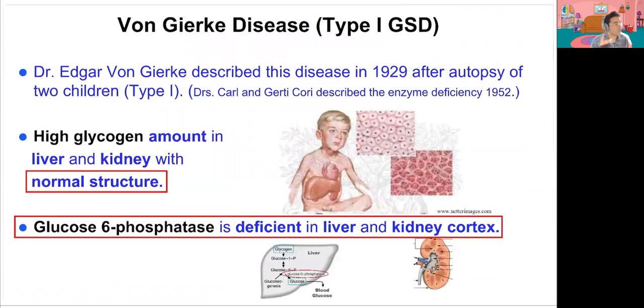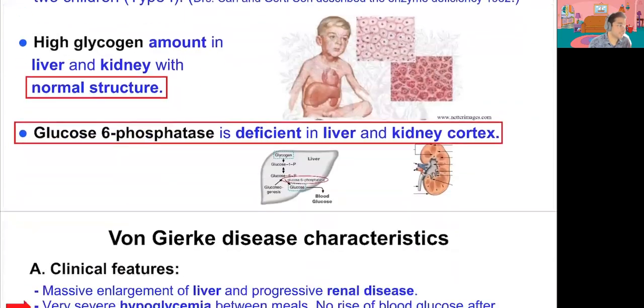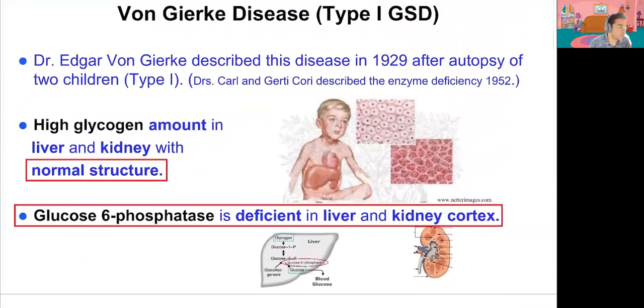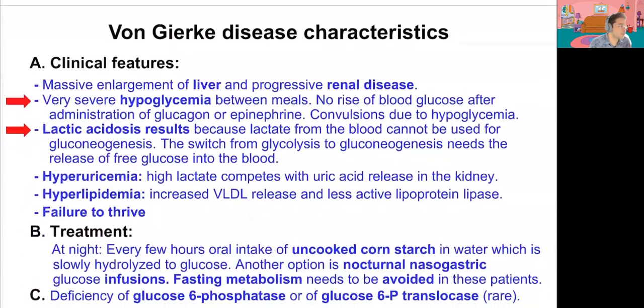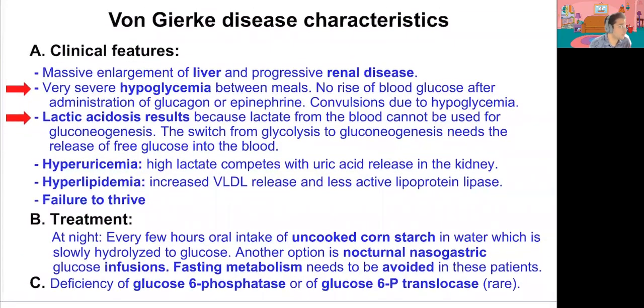Von Gierke's disease: normal structure, high glycogen amount. This is what one of you guys asked about. What's deficient? Glucose 6-phosphatase in the liver and the kidneys. Remember, we talked about where we get a lot of our gluconeogenesis and how we start taking glycogen and ripping it apart: liver and kidney, as well as muscle, but for muscle you'll see the specific isozyme that's affected. So: hypoglycemia, lactic acidosis, hyperuricemia, hyperlipidemia, failure to thrive. What you have to do is keep feeding these kids uncooked cornstarch, because that's the only thing they can process.